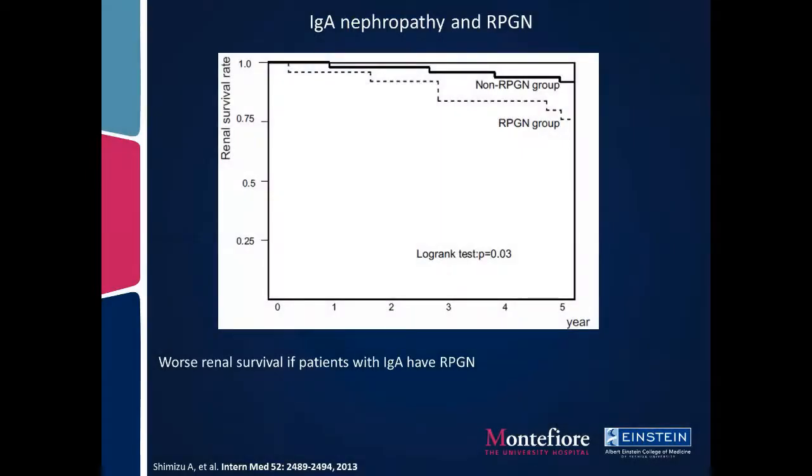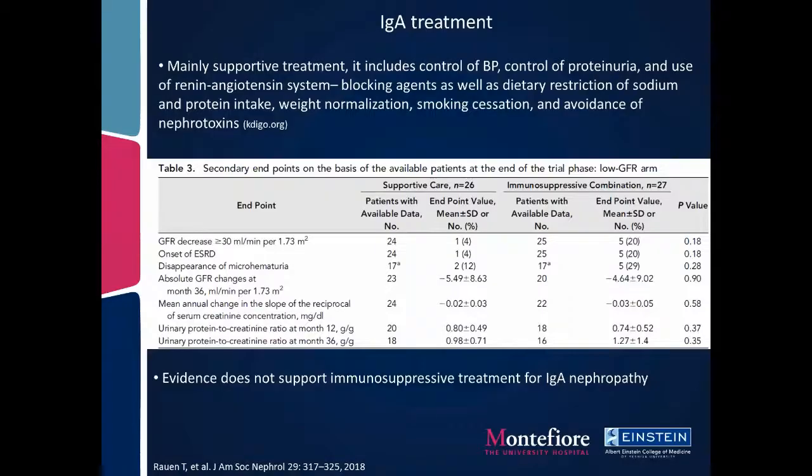So this is the same thing, looking at renal survival. If they have RPGN, there's a higher chance of them reaching end-stage renal disease compared to the non-RPGN group. So there is worse renal survival if patients with IgA also have RPGN. So how do you treat it?